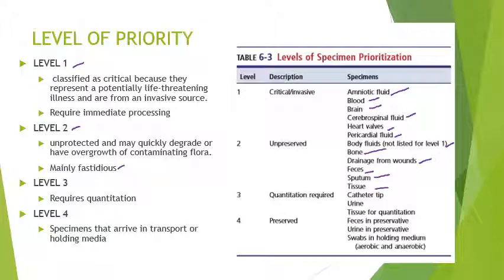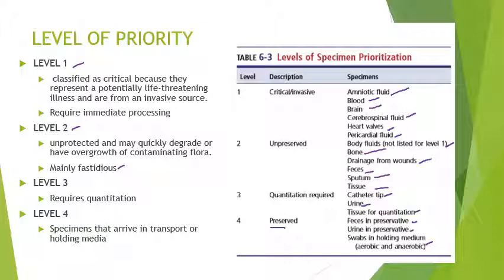Next, level number 3, when there is quantitation, or you need to quantify it. Examples are catheter tips, urine samples, and tissue for quantitation. Level 4 is the preserved one, those with preservatives. Feces with preservative, for example PVA or polyvinyl alcohol, urine with boric acid, and swab in a holding medium. You can have it as the last to prioritize.